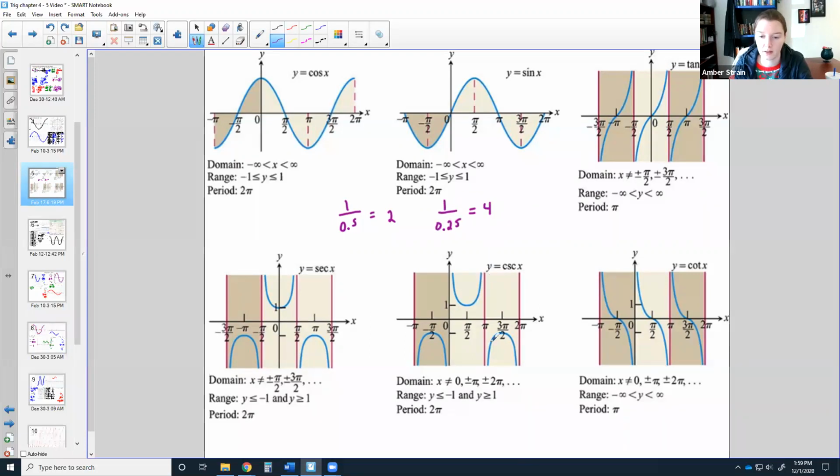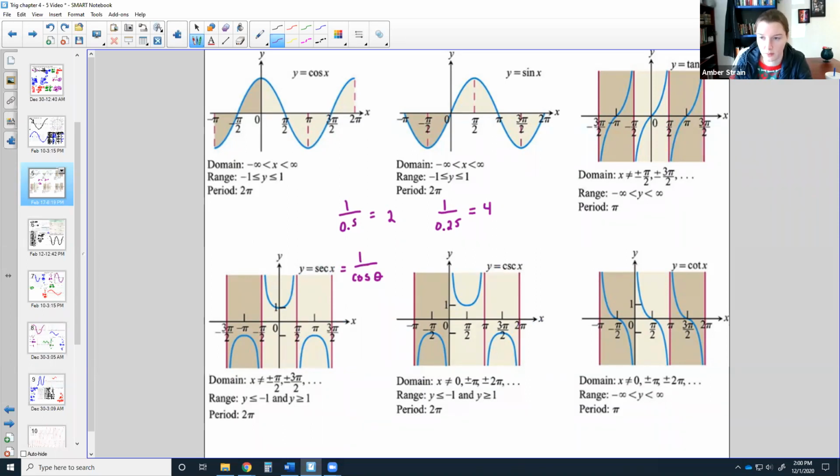And right here, these red lines are the asymptotes. So we know that the secant is 1 over cosine. And we know that cosine is 0 at pi halves. So right here, there's an asymptote because the secant, 1 over cosine, cannot equal 1 over 0. We can never divide by 0. So all of these last four have lots of asymptotes everywhere that the denominator would have been a 0.